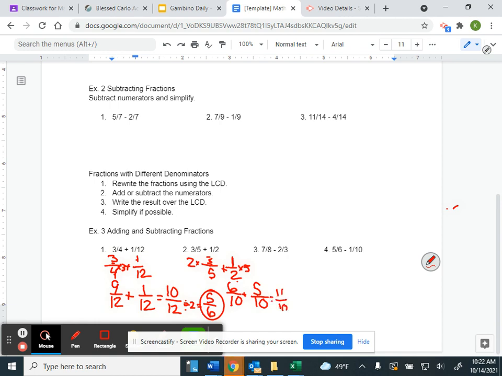That is improper. Miss Dawson is mad. Miss Dawson doesn't like improper. I can take 10 out of 11 one time. I'm left with 1, and the denominator stays the same.